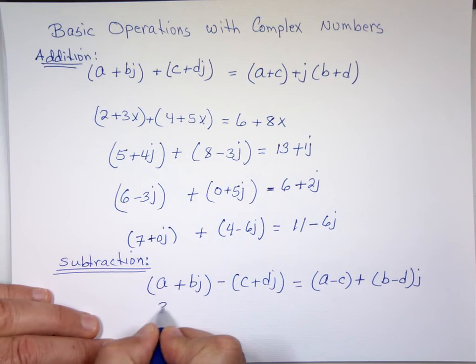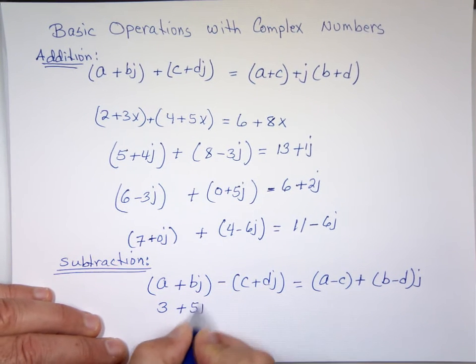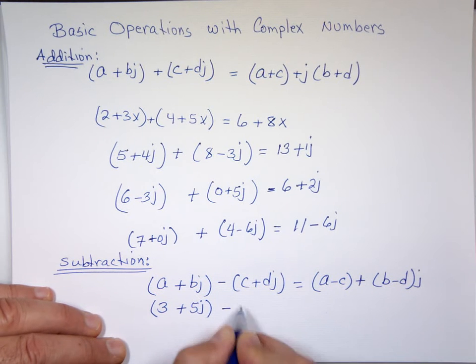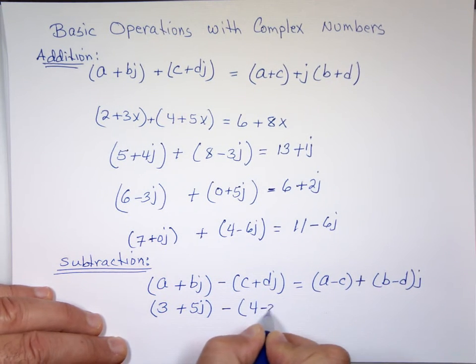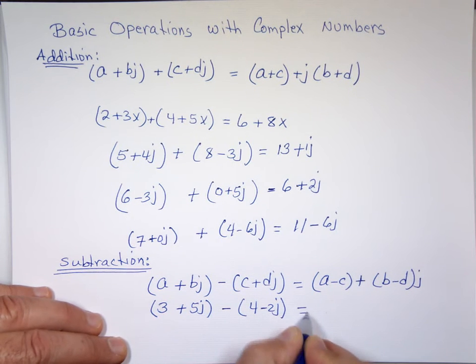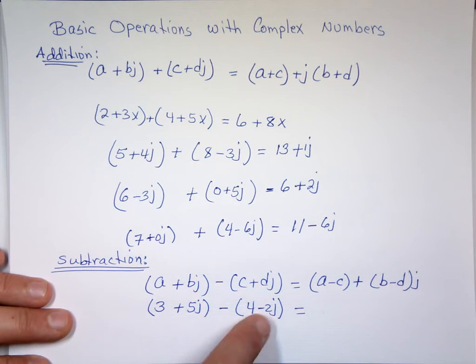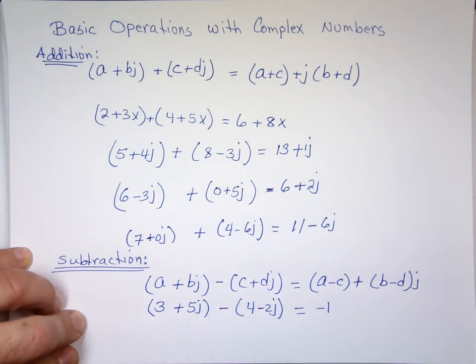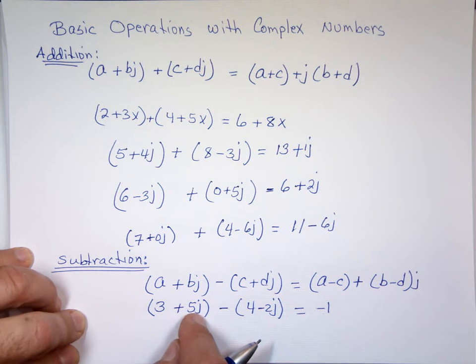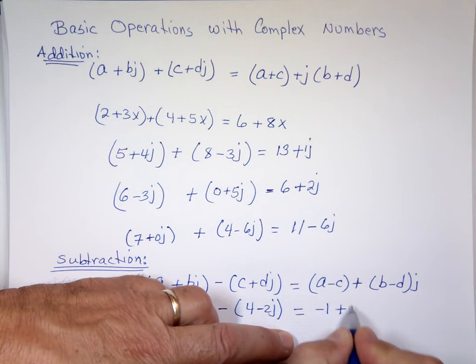Three plus 5j, and I want to subtract from it 4 minus 2j, equals the real minus the real. 3 minus 4, negative 1. 5 minus a negative 2. What's 5 minus a negative 2? How about plus 7, right? Because that becomes 5 plus 2. That's plus 7j.